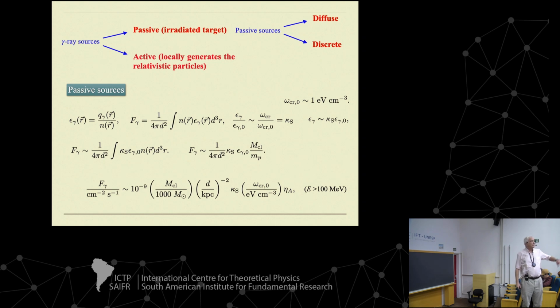So if you have different targets at different distances that are irradiated by some hidden source of cosmic rays, you can determine how this number is changing with the distance to the source, if you can measure the gamma ray flux from each of these clouds. And from that, you can solve the inverse problem of determining which is the diffusion coefficient in the interstellar medium. So this is very useful.